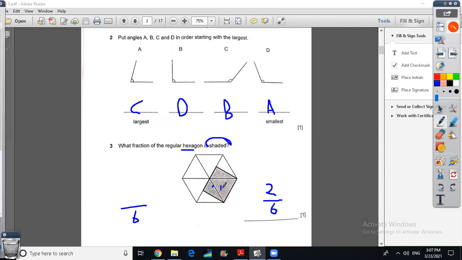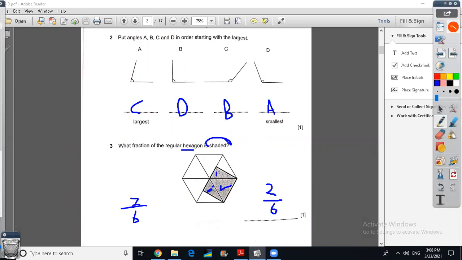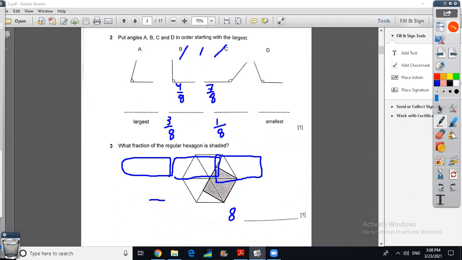And here is a half, and here is another half. So I have one whole triangle and 2 halves, which makes another 1. So 1 and 2 halves is another 1, which is 2. So 2 out of 6 are shaded. Let's move to the next question, or the next page.